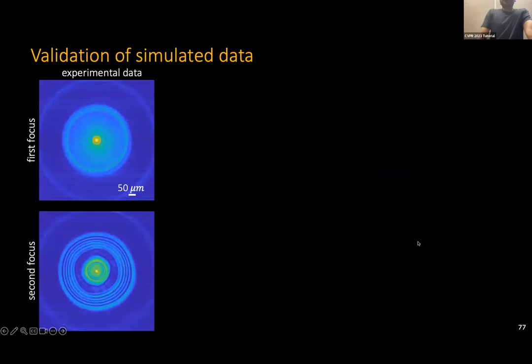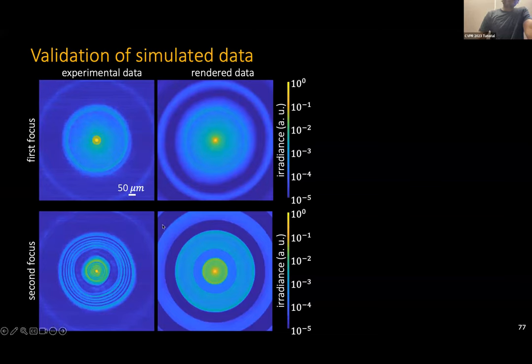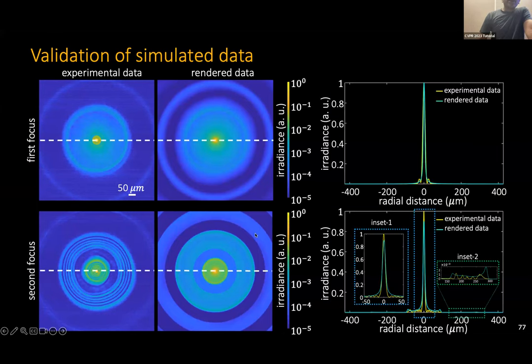In a more controlled case, we compare the experimental data with the rendered data for two operating regimes of the acousto-optics as shown in these two rows. I'm also showing the 1D profile. By the way, everything was shown in logarithmic scale, so I'm actually exaggerating the differences, and still you can see that both the experimental data and the rendered data look very similar, except for these ringing artifacts that we see in the experimental data, which is a wave phenomenon, a wave effect, which we did not model in this specific rendering algorithm. That's the only difference that we can see in both these cases.